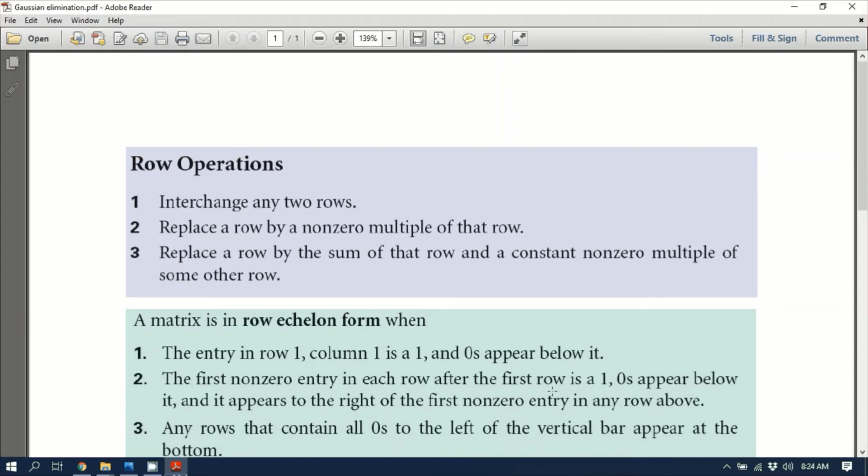And the third operation is the workhorse of the algorithm, right? It's the actual elimination process. When you replace a row by the sum of that row and a non-zero constant multiple of the other row, the purpose is to make a 0. That's most of the time the reason you do that.